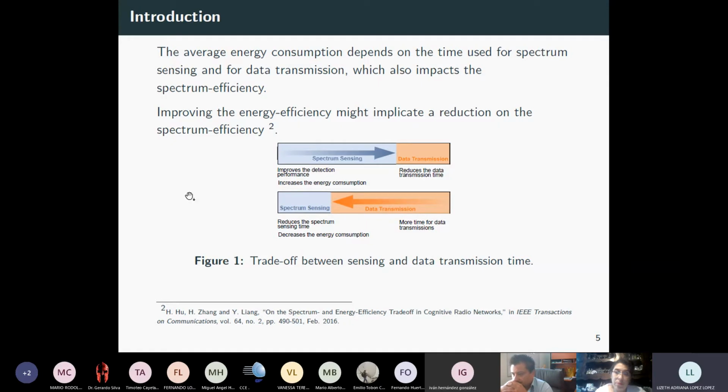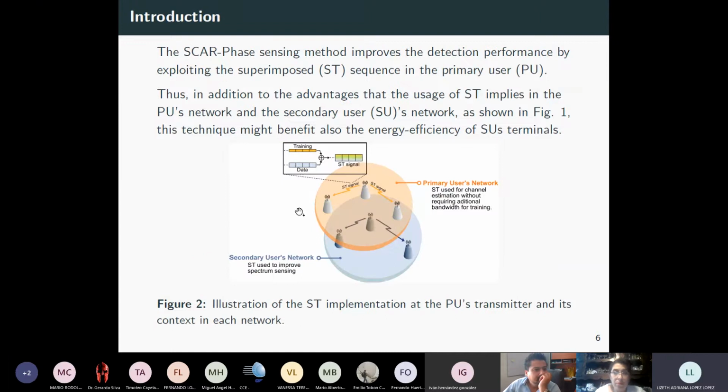So improving the energy efficiency might imply a reduction in the spectrum efficiency. Actually, these two metrics are related in the sense that they depend on the time used for spectrum sensing. So if we improve the detection performance, we can then improve the energy efficiency.